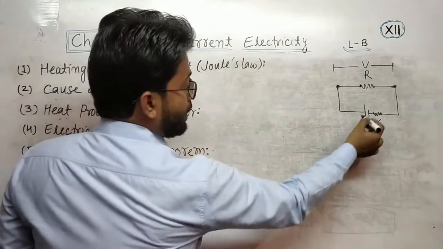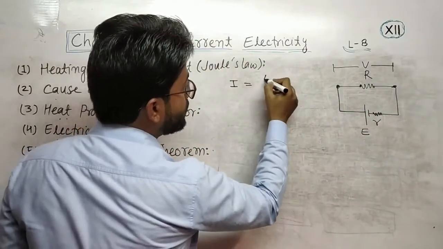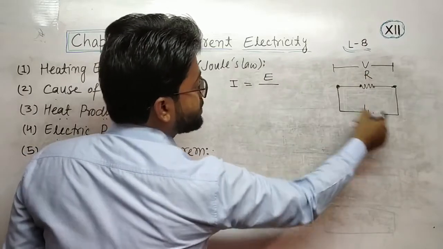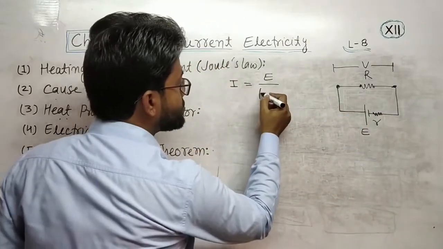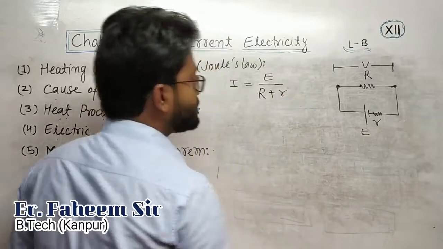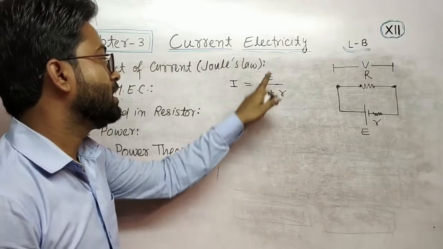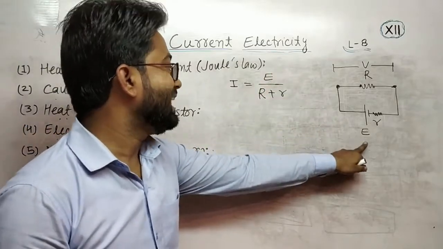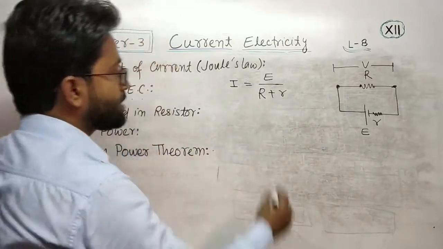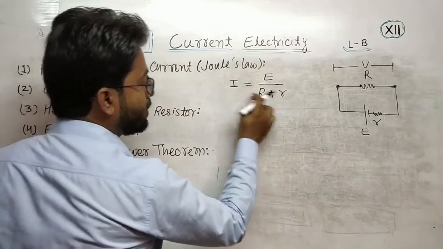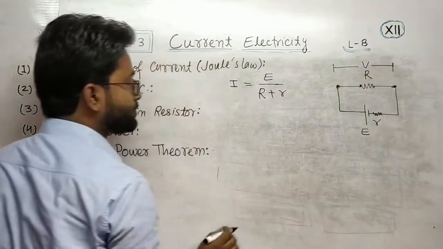Then the current in this circuit, we know that I is equal to total EMF upon total resistance. The external resistance and internal resistance are in series, so the equivalent resistance will be R plus r. So I equals E upon R plus r. This is the current drawn from the cell, meaning the current in the circuit.